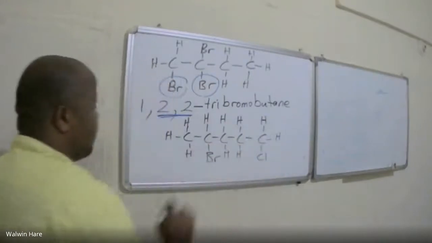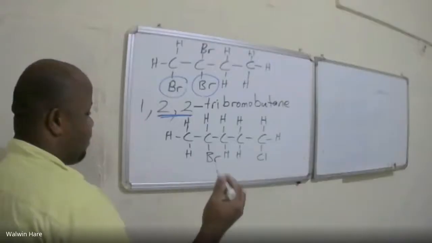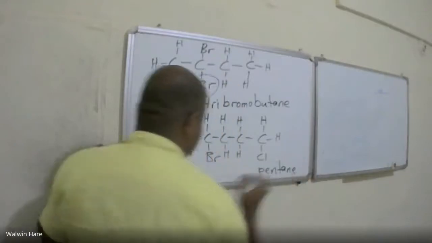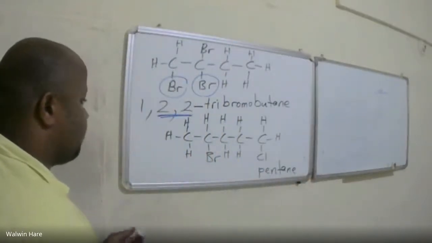Alright, how many carbons do we have here? Five. Alright, so five is pentane. Now how many substituent groups do we have? Two.